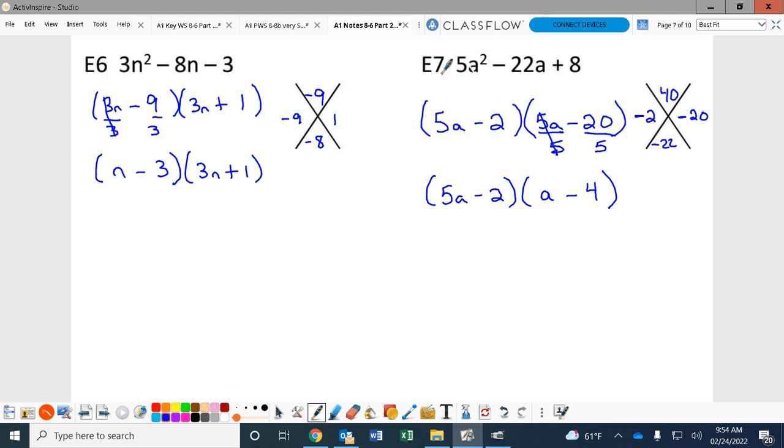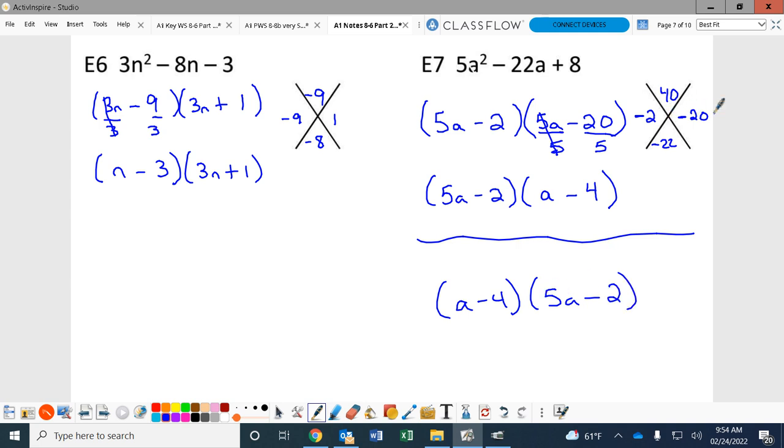Okay, one more of these guys. Here we go. Oh, wait. Is there one more? Okay, Hunter, yeah. Not at all. You can have either parentheses. This is the same answer as a minus 4 times 5a minus 2. And why would it end up backwards? Because you put your numbers on your diamond in the opposite order. Doesn't matter at all. You get the same answer when you multiply it back together.